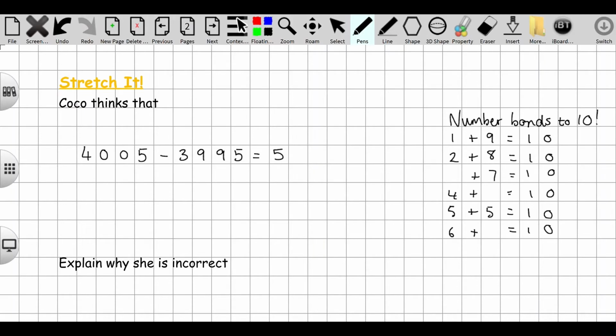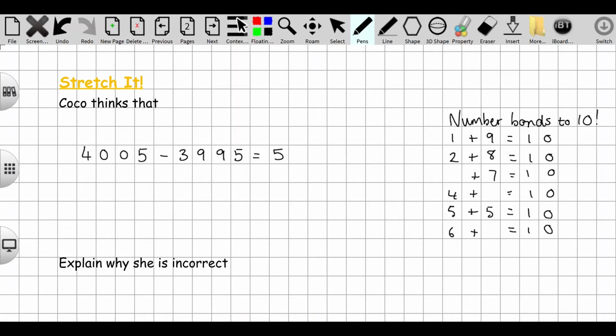Coco thinks that 4005 subtract 3995 equals 5. Explain why she is incorrect. Notice the words explain why she is incorrect, not the answer is blah blah blah, or Coco is wrong because she didn't count properly. That's not an answer. So I think what Coco has done wrong here is she has begun to use her number bonds to 10 or her number bonds to her thousands here, and then she's forgotten to count on.